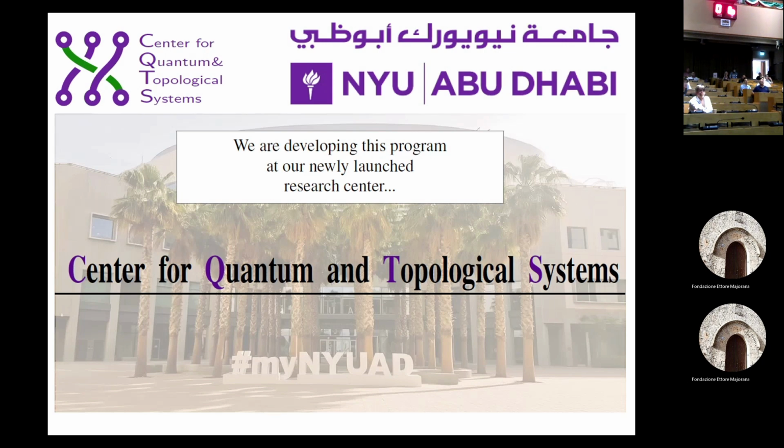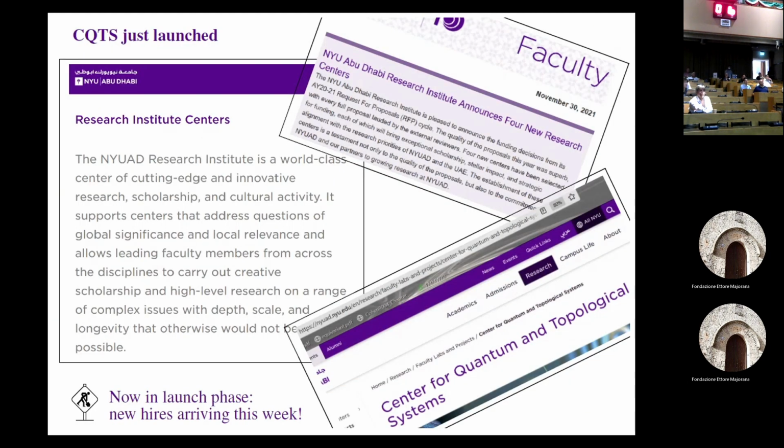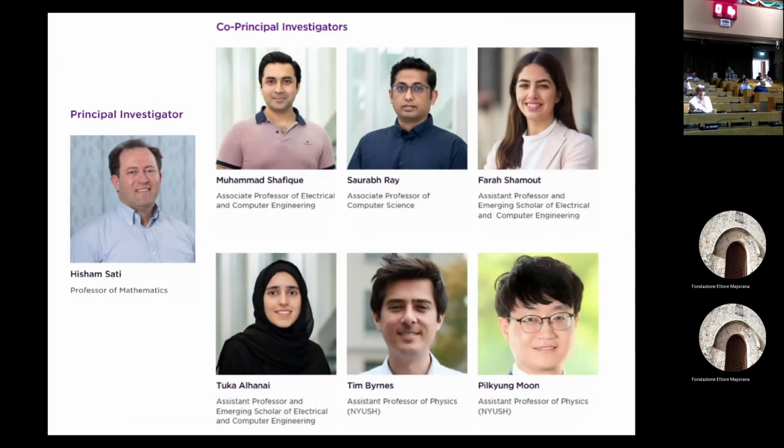So I was invited, I think, to advertise, and that's what I'm going to do now: we just started a new research center at New York University's branch in Abu Dhabi, which is going to be concerned with developing this approach. It's called the Center for Quantum and Topological Systems. So NYU Abu Dhabi, yeah, they have a branch there. With Hisham Sati, we're there, and this just started recently. In fact, just these days that I'm here, the first of our hires are arriving in Abu Dhabi. Hisham Sati is the main PI of that center.